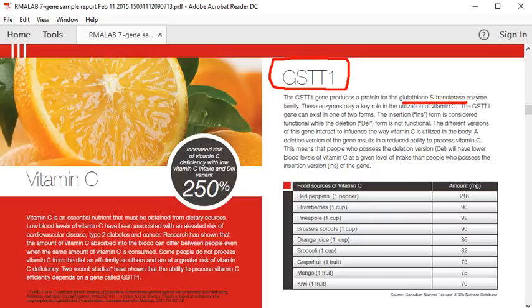In this case, they are looking at either an insertion or a deletion. The insertion that they're looking at is considered functional, or the normal or wild type that we talked about, while the deletion is where someone would have an issue. Then they aren't producing the glutathione S-transferase enzyme sufficiently. Often it's not that they don't produce it at all, but it's not produced sufficiently or as well.